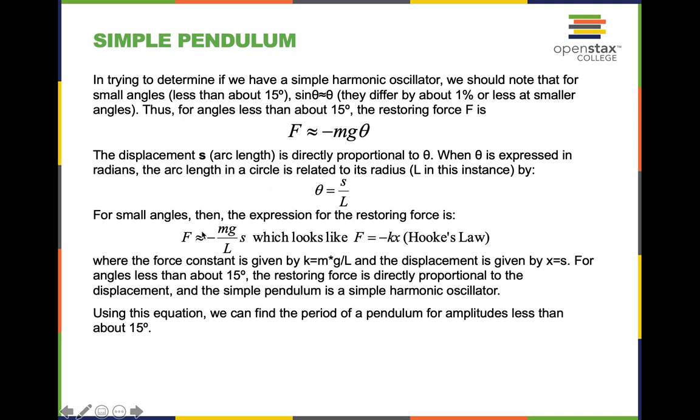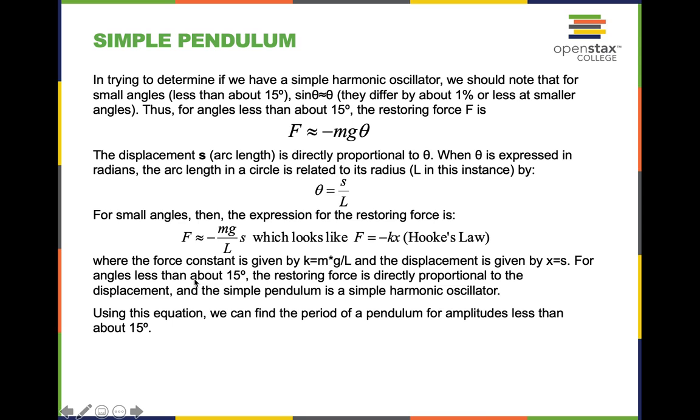But for small angles, our force is mg still, and then we plug in this theta, S over L. So that's where that comes in. But this looks very familiar to negative kx, okay? Where the force constant is given by k equals mass times gravity over L. So this would be your k, and the displacement is given by x equals S. So these are going to be constants, right? And this is just going to be like your displacement. That's why it's similar to Hooke's law.